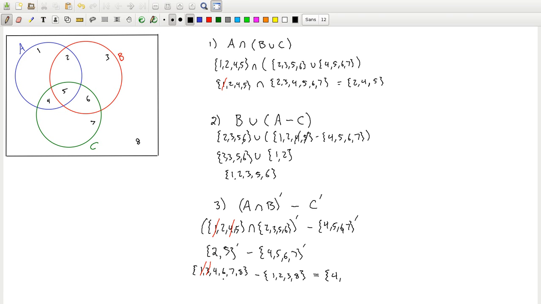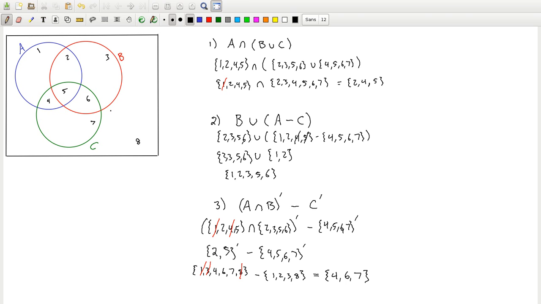6 is in our first set, and it's not getting subtracted out, so we keep it. 7 is in the first set, and we don't subtract it out because it's not in the second. 8 is in the first set, but it's being subtracted out because it's also in the second. So 8 is gone. That leaves us with just 4, 6, and 7.